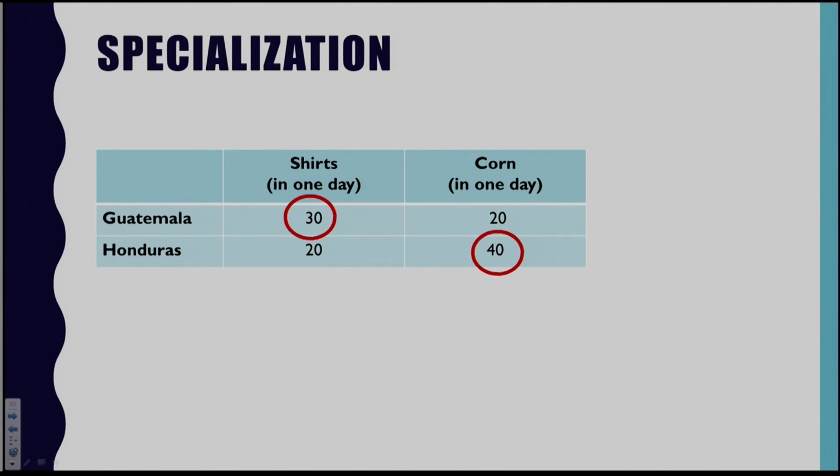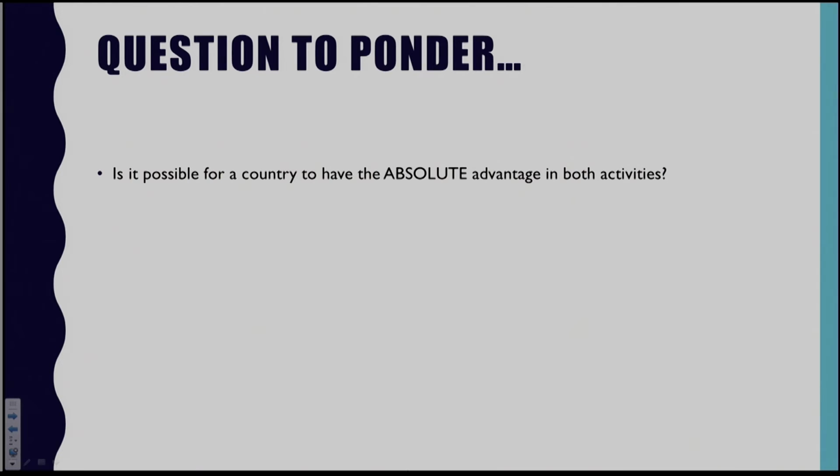All right, so we've assigned Guatemala the task of specializing in shirts, and we've assigned Honduras the task of specializing in corn. Now, a couple questions before we move on. Is it possible for a country to have the absolute advantage in both activities? Take a second and come up with an answer.